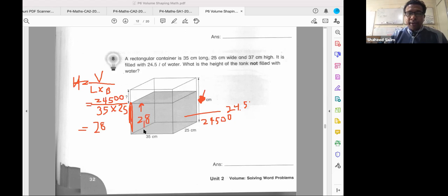See how to find this one. Now we look at this information now. 37 minus 28, you get 9. Not 10, Akil. 37 minus 28 is 9.